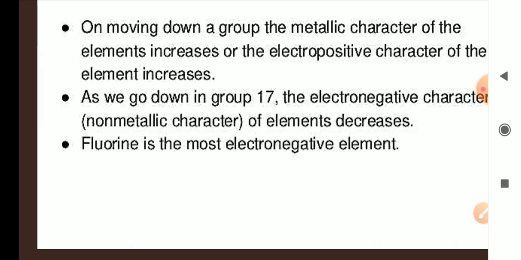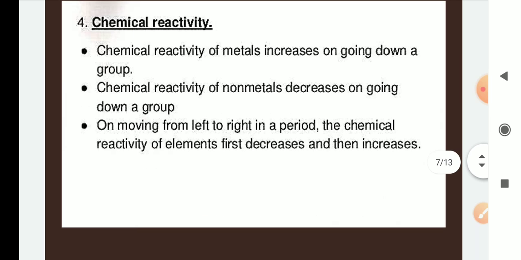So fluorine is the most electronegative element. If we look at group 17, as fluorine is the first one, fluorine is extensively non-metal, but astatine and iodine are showing metallic property. So you have to remember that in a group it increases, in a period it decreases, this everything you have to remember.